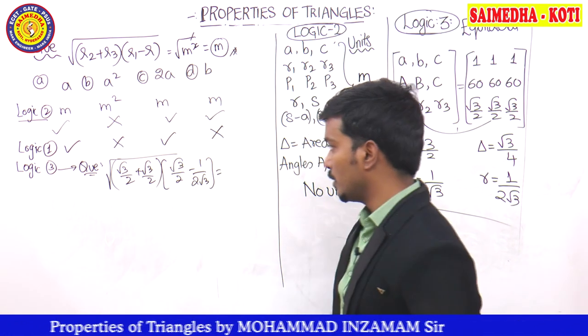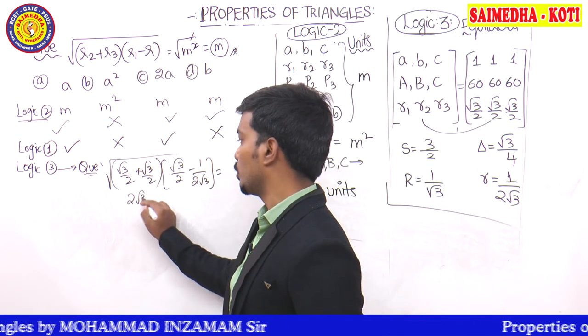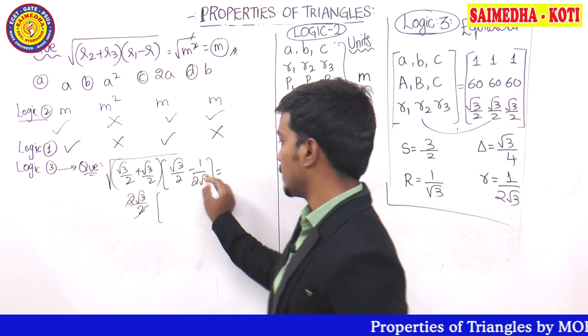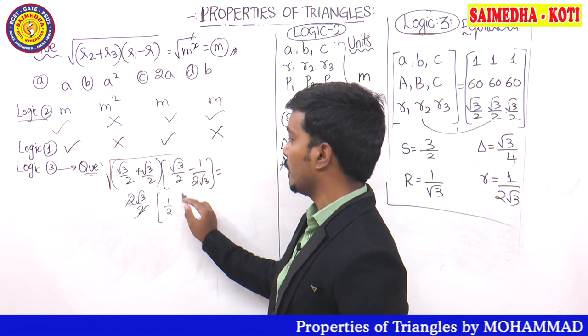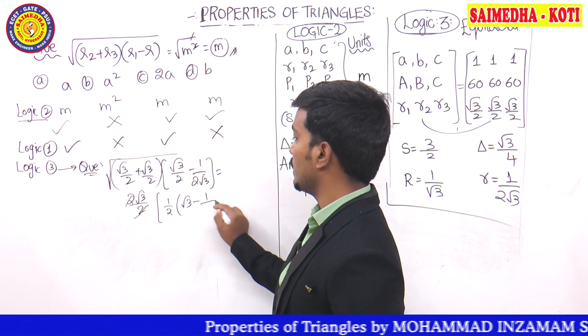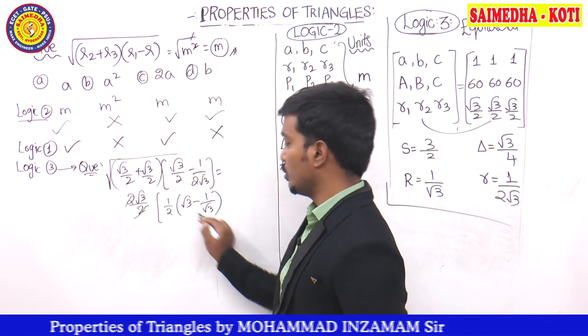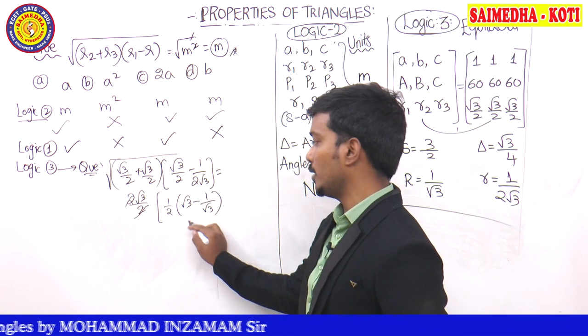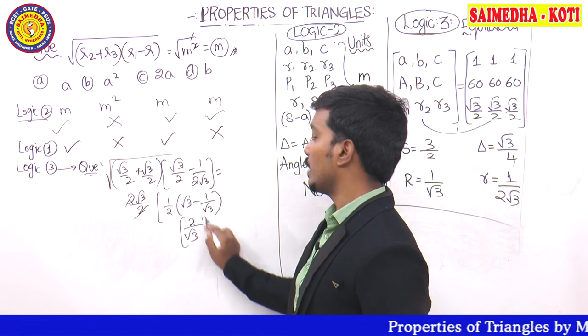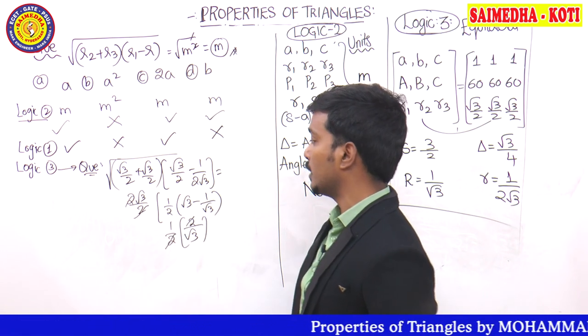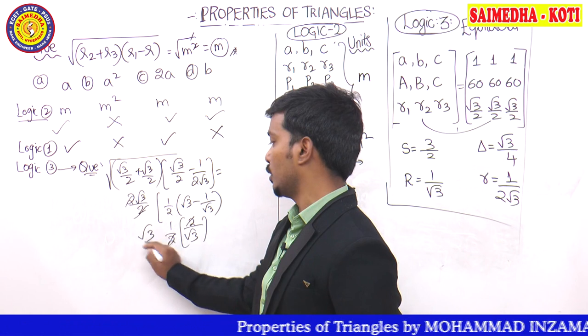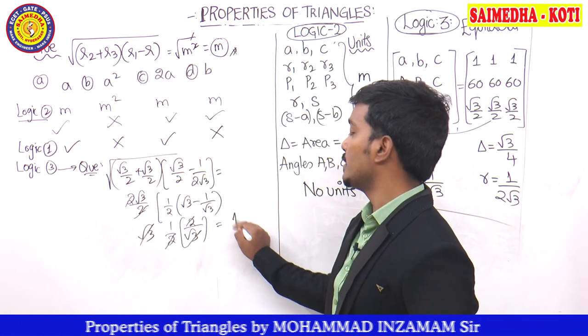So how are you going to solve this one? Root 3 by 2 plus root 3 by 2 is 2 root 3 divided by 2, and the 2s cancel. Here, what is the common part? You can take 1 by 2 outside. It is root 3 minus 1 divided by root 3. Root 3 into root 3 is 3, 3 minus 1 is 2, so 2 divided by root 3. Outside you have 1 by 2. The 2s cancel, we are left with root 3, root 3 cancels. What is the answer, guys?